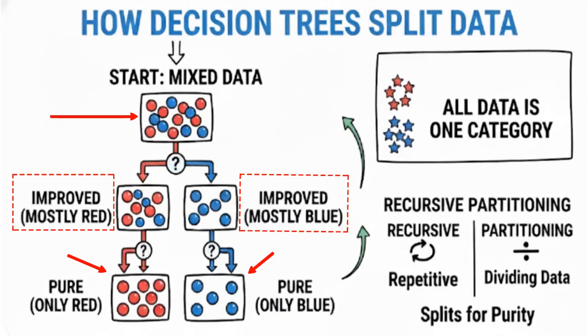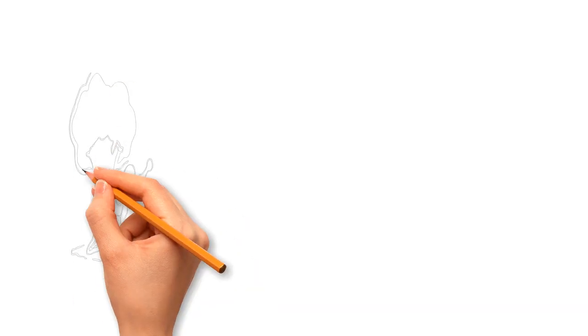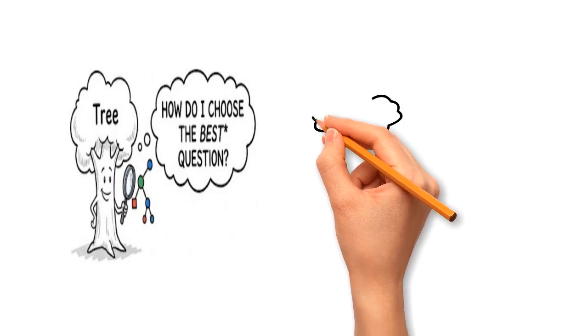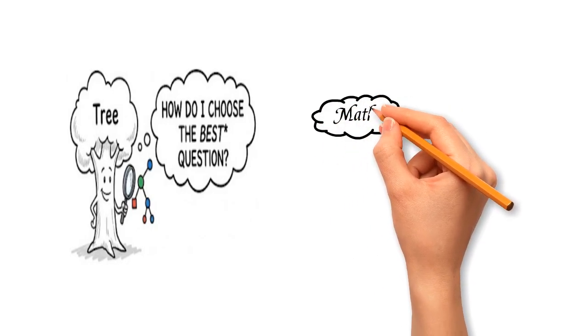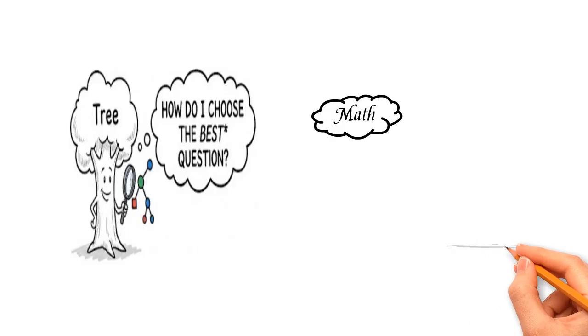The tree keeps asking questions to make the groups more and more pure. This process of repeatedly splitting the data is called recursive partitioning. Recursive simply means the process repeats again and again. Partitioning means dividing into parts. So the tree keeps dividing the data until it reaches the cleanest possible groups. But again, how does it choose the best question? The answer is it uses math. The tree measures how mixed or disordered a group is. This disorder tells us how good or bad a split is.